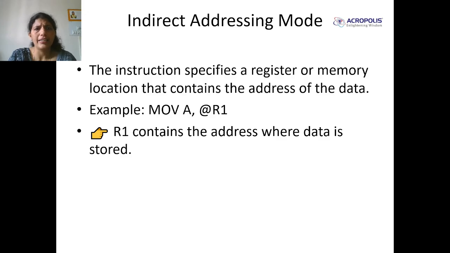Next is the indirect addressing mode. The instruction specifies a register or memory location that contains the address of the data. Example, MOV A, @R1. Here MOV is the instruction, A is the register, and @R1 gives the address where we will get the address where our data is stored. It means I am assigning an intermediate. I am saying that A will go to B. When it reaches B, it will get the address where our data is stored. That's why it is known as the indirect addressing mode.